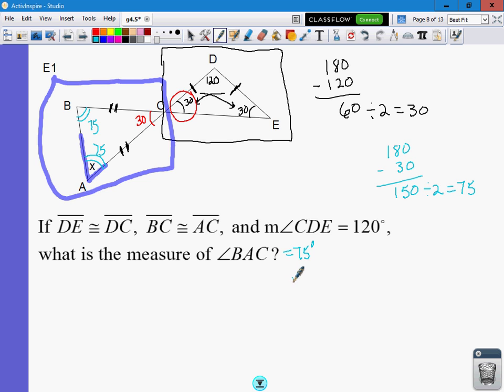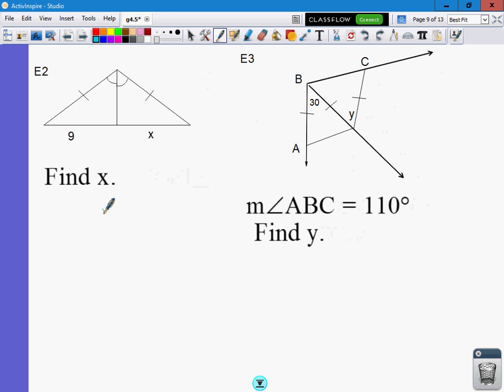Questions on this first example? Am I good? Can I go forward? Example 2. Here they want me to find the value of x. This time they're not looking for an angle measurement. They're looking for a side.